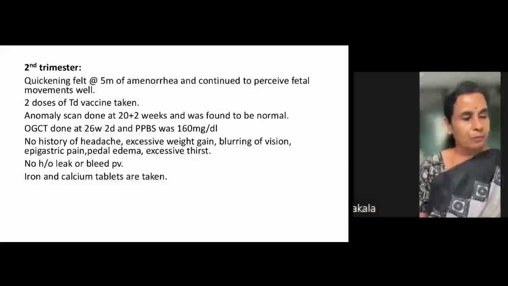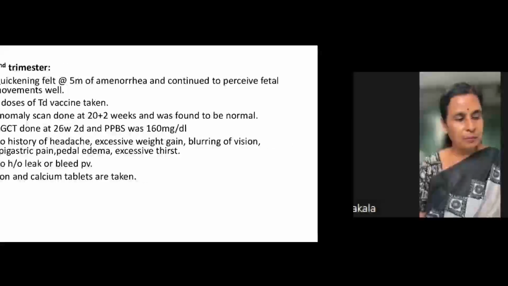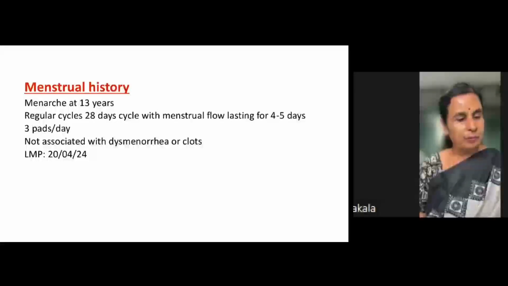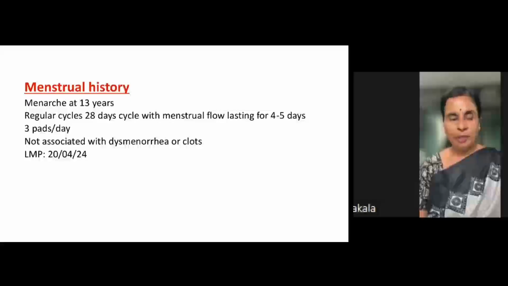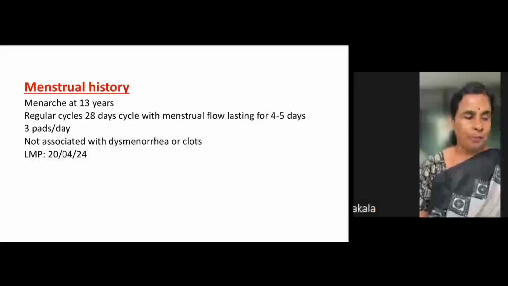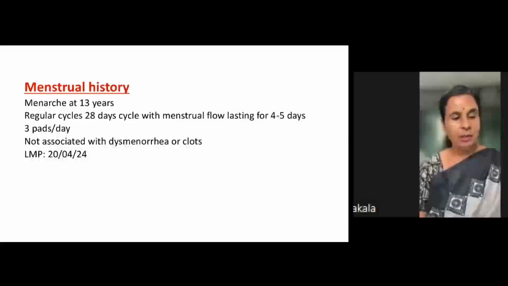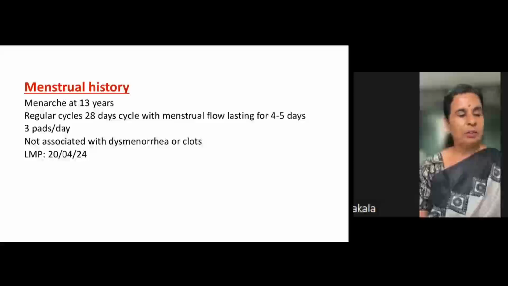Okay. Continue. So menstrual history: menarche at 13 years, regular cycles, 28-day cycle with menstrual flow lasting for 4 to 5 days and 3 pads per day, not associated with dysmenorrhea or clots. Her LMP is 24-24. And you should also mention whether the periods were regular or irregular, and if irregular, how long it used to be prolonged. Okay? Once in 30 days or 60 days. If it is regular, you mention it is regular. Okay.